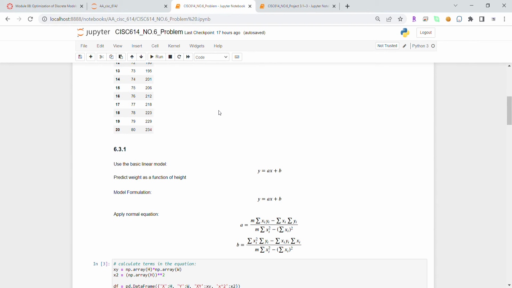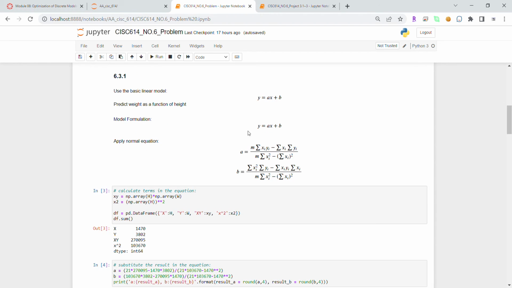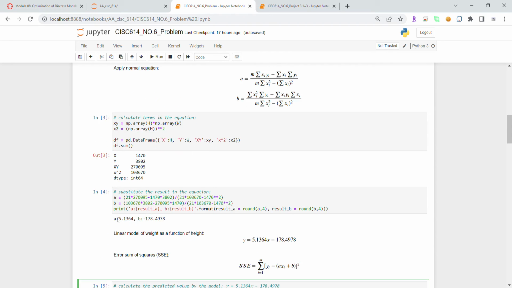So in subproblem 6.3.1, we're going to use the basic linear model to predict the weight as a function of height. The model formulation looks like just a basic linear model. Then I applied the normal equation to calculate the coefficients A and B. So here is the result.